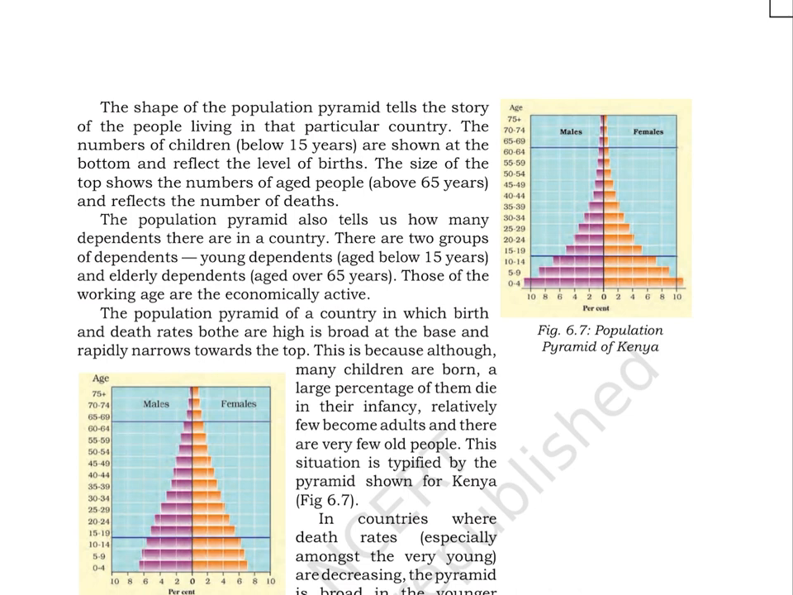The population pyramid of a country in which birth and death rates both are high is broad at the base and rapidly narrows towards the top. This is because, although many children are born, a large percentage of them die in their infancy. Relatively few become adults, and there are very few old people. This situation is typified by the pyramid given for Kenya, Figure 6.7. On the top right side of page number 69, there is figure number 6.7. In this figure, there is an image of population pyramid of Kenya.